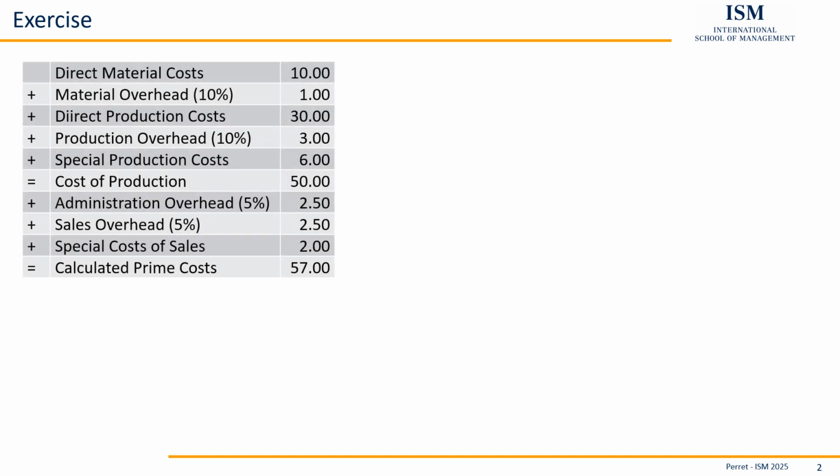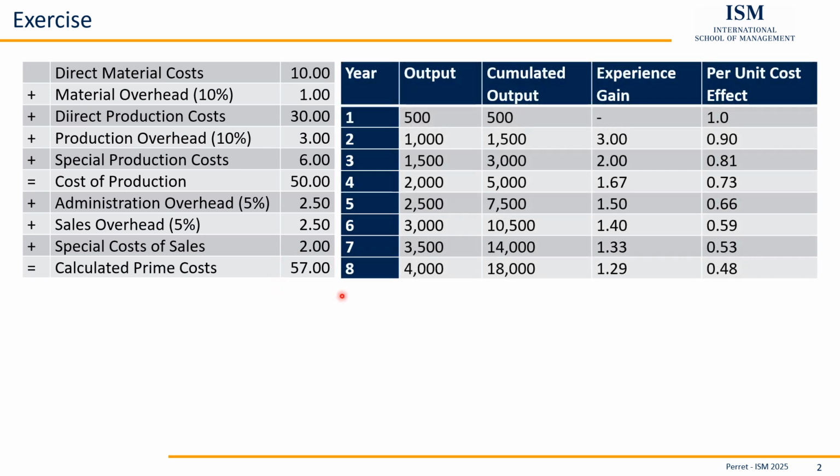Here we have first this cost calculation given, which starts with the different parts of the production costs, adding then administration and sales costs, giving us in the end our prime cost calculation. Additionally, we have information about the experience gains related to continuous production, which is more or less the same as gains we have due to process innovations. And they are expressed in the column here on the right.